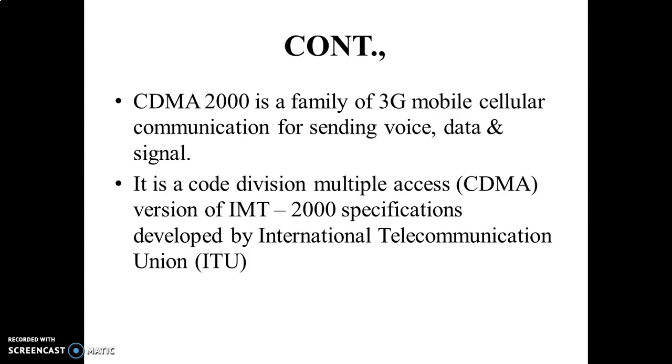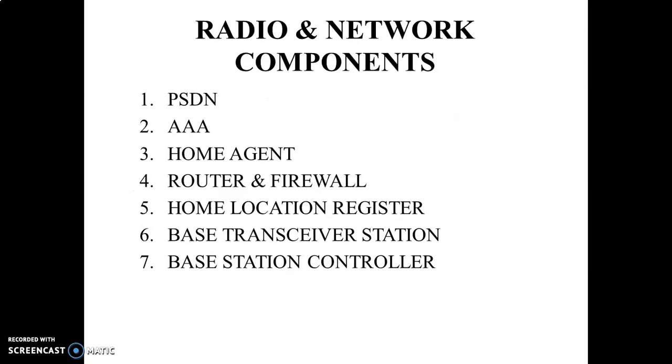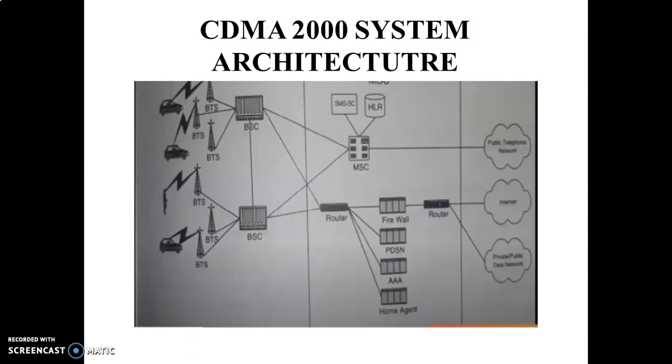Okay, so further we'll have a discussion about radio and network components. These are the radio and network components. The first one is the PDSN, then AAA, then home agent, then router and firewall, home location register, base transceiver station, and base station controller. Okay, so this is the architecture of CDMA 2000. In this we have a BTS, BSC, HLR, MSC, router, firewall, PDSN. These are the components which we will be discussing in further slides.